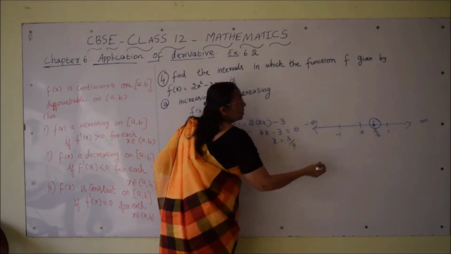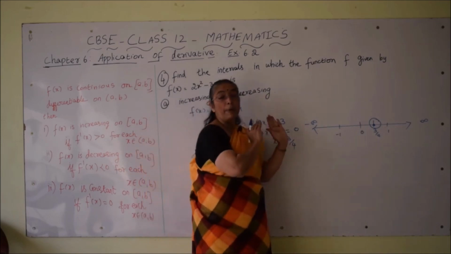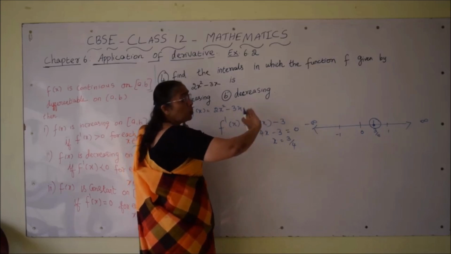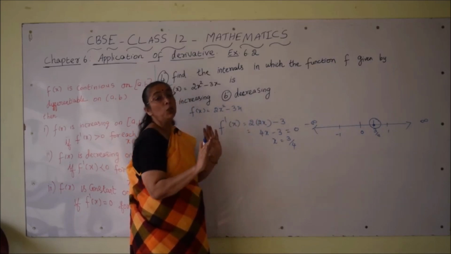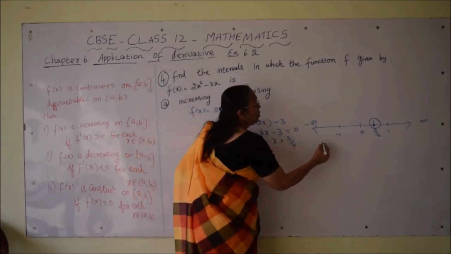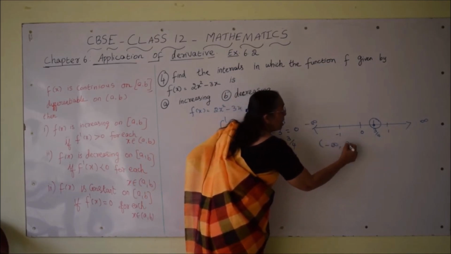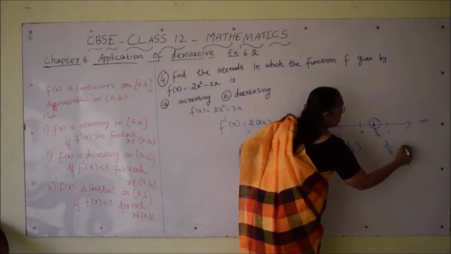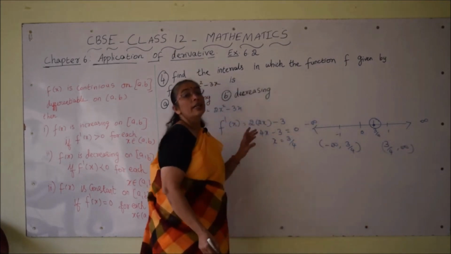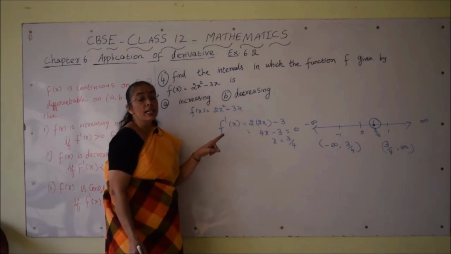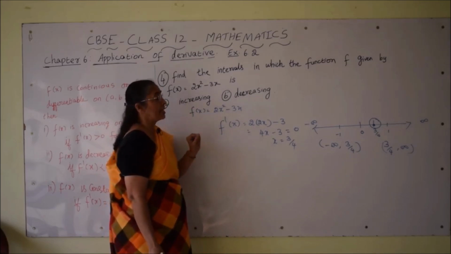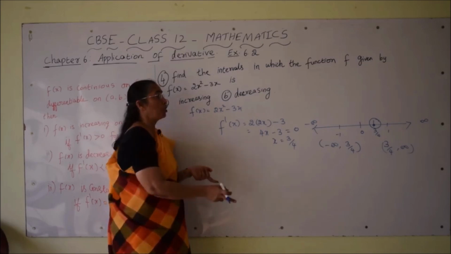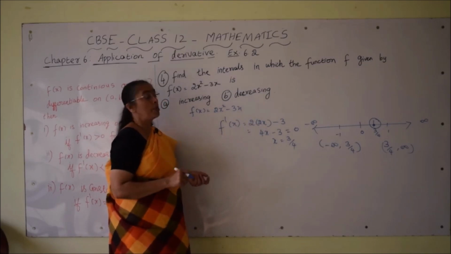So, now the complete number system is divided into two intervals. One interval is from minus infinity comma 3 by 4 and another part is 3 by 4 to plus infinity. We have to find out in which interval the function is increasing and in which interval the function is decreasing. So, for increasing, f dash of x must be positive. For decreasing, f dash of x must be negative.